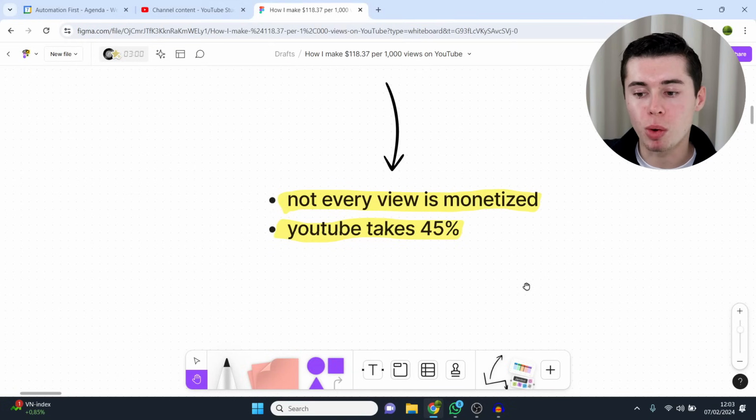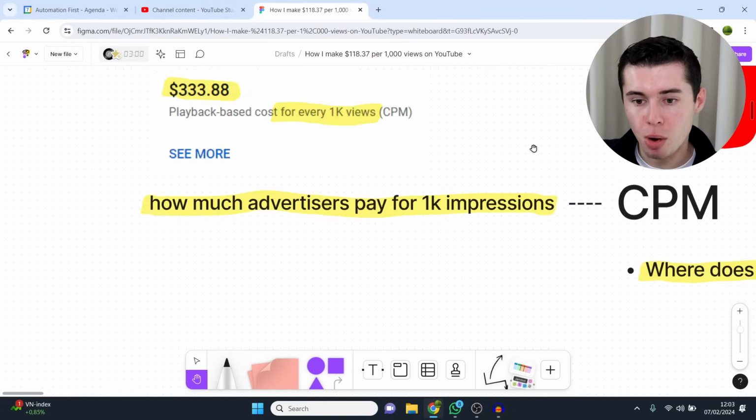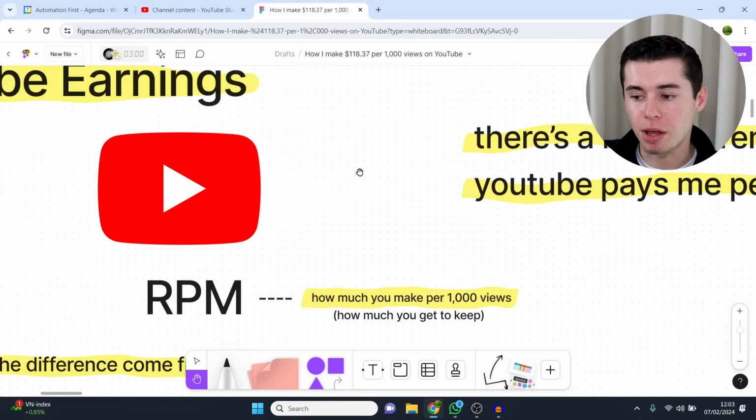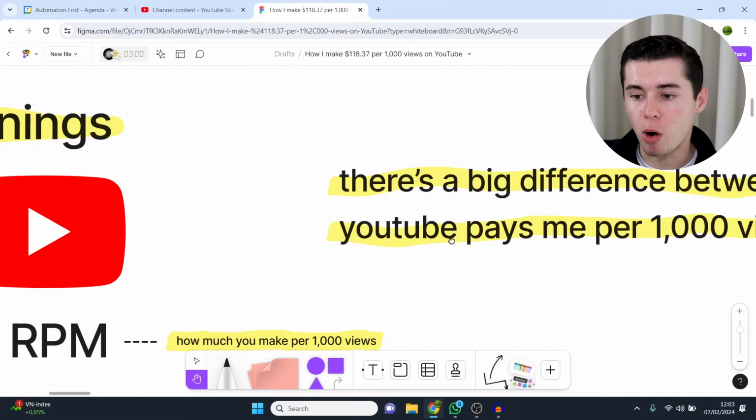Second of all, YouTube will take 45%. So out of the CPM, this is how much money the advertiser spends. YouTube will take 45% and 55% will go to you, making up your RPM.